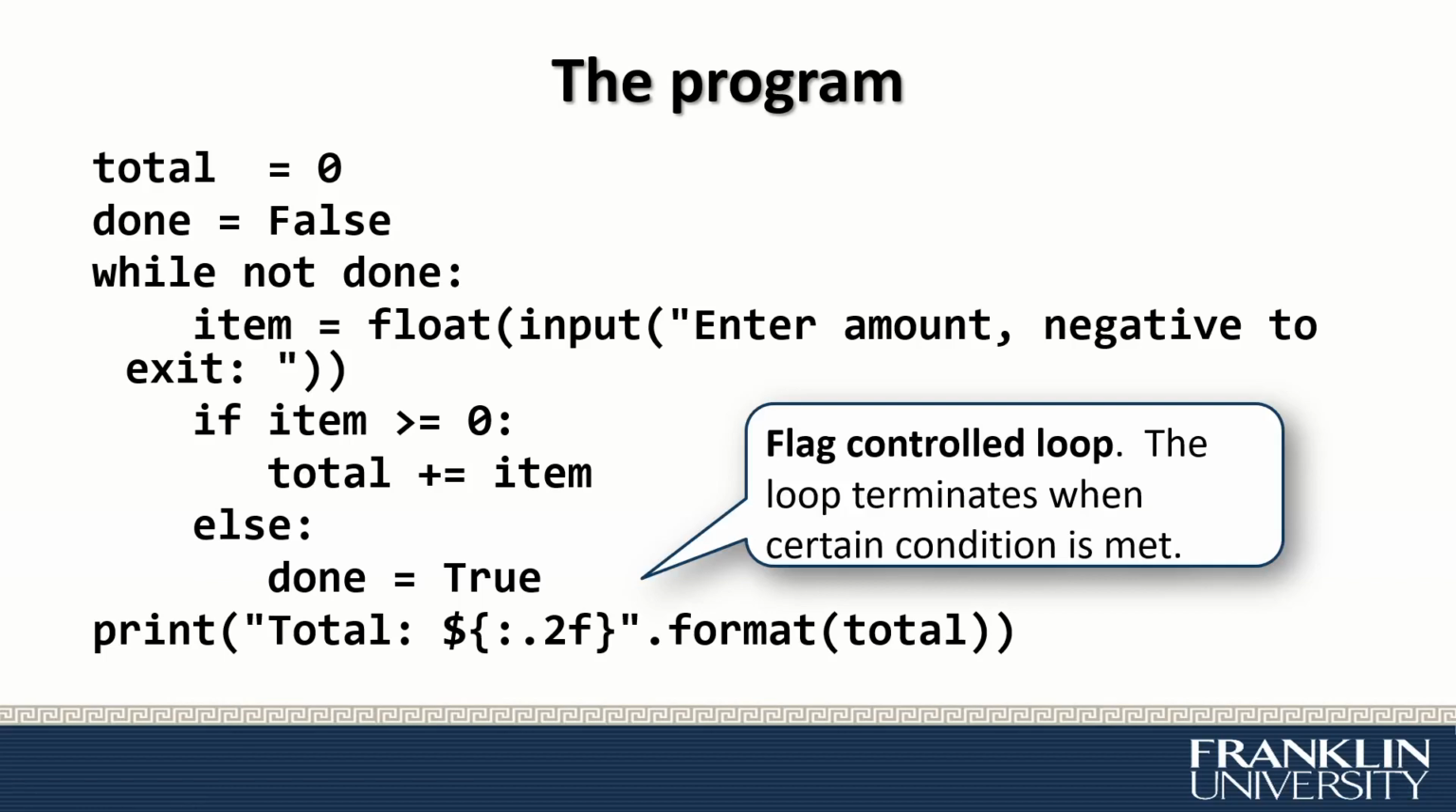The loop terminates when a certain condition is met, and the loop always begins because I set done to false. While not done, this is just a kind of pattern that people like to use: while not done, while not finished, loop continues.